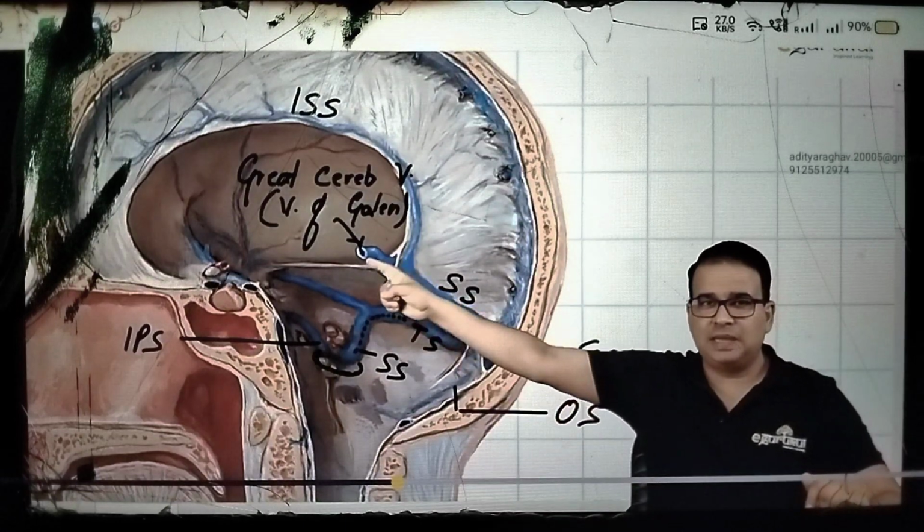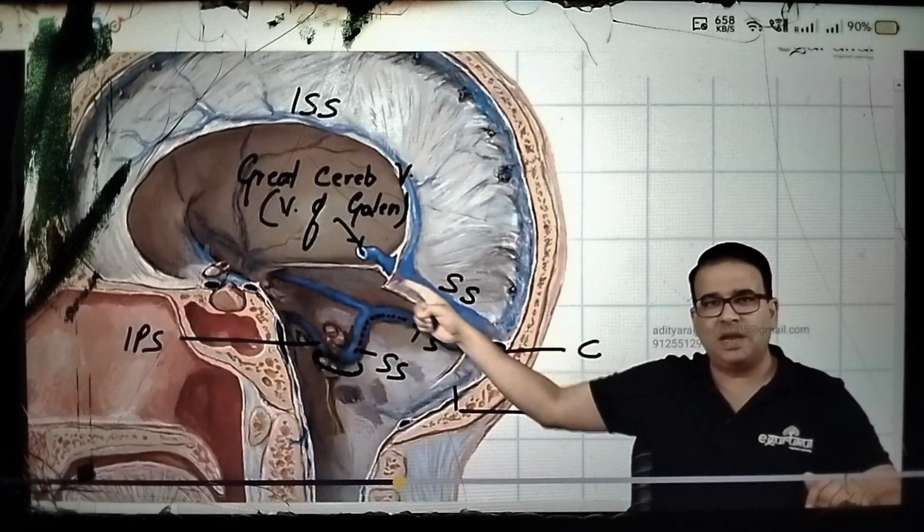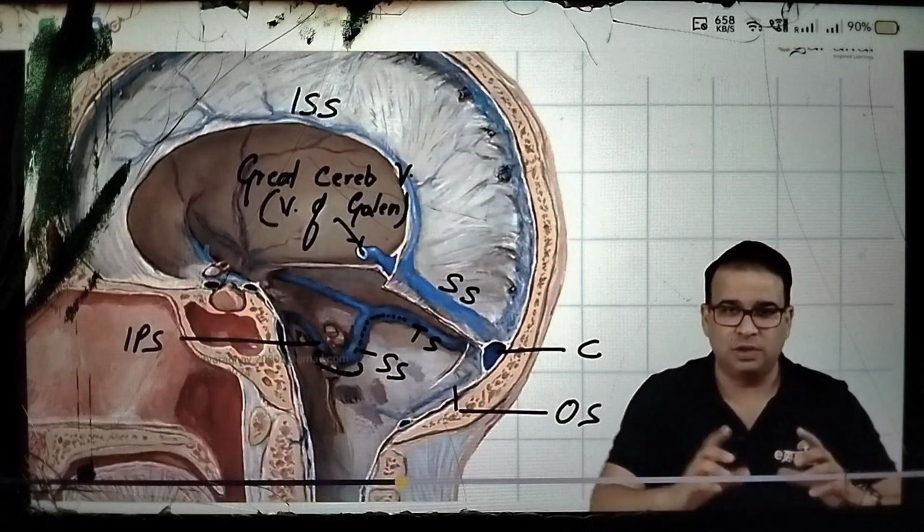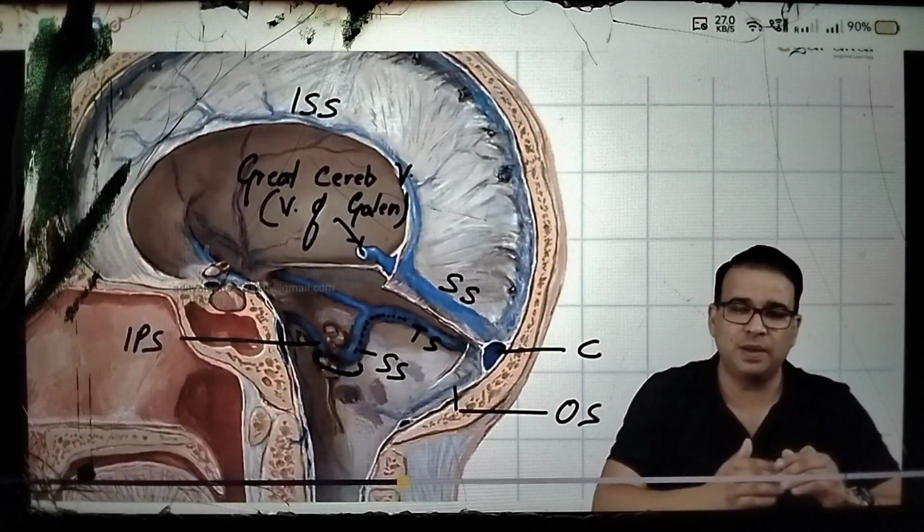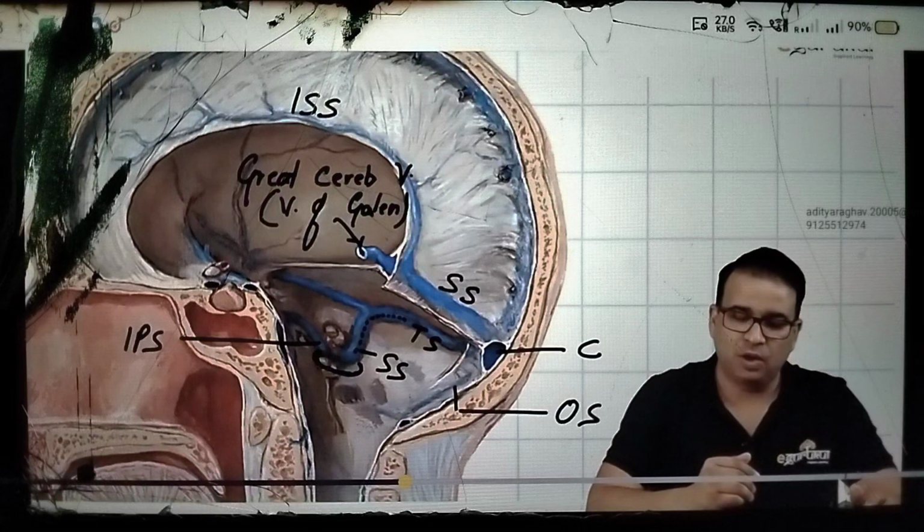So that's the vein of Galen or great cerebral vein, which goes into the dura mater, and once it goes into the dura mater, it will continue in the dura mater as the straight sinus itself. So please also note that straight sinus is a continuation of the great cerebral vein or vein of Galen.